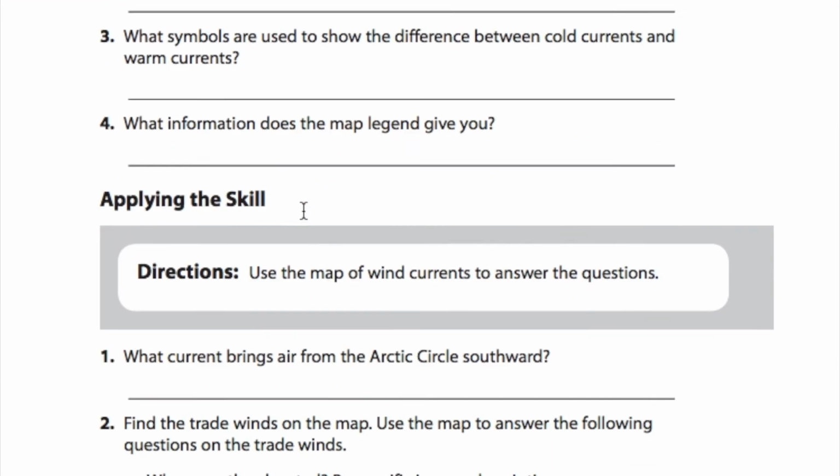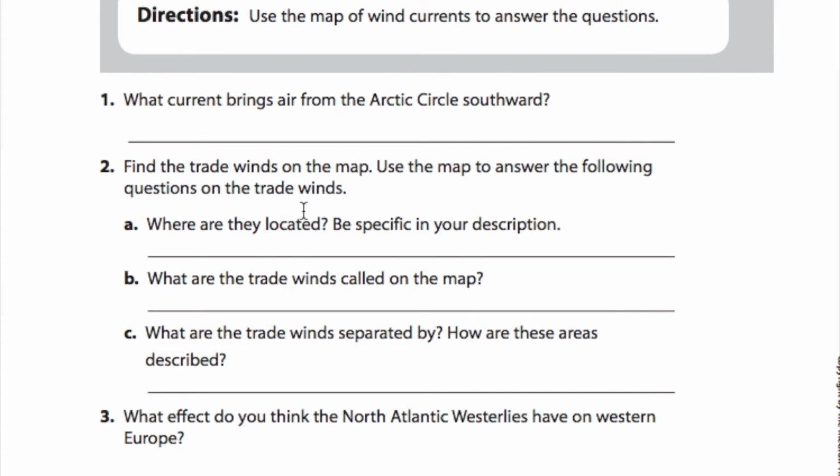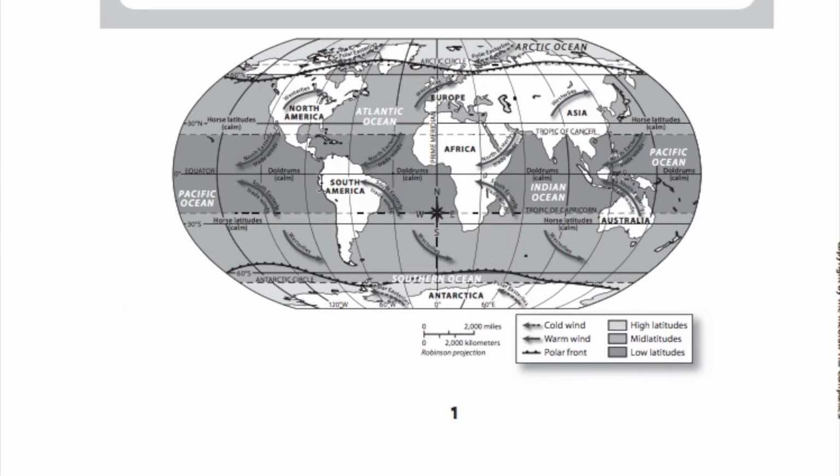Letter C asks us, what are the trade winds separated by? How are these described? Right here in the middle, you have a trade wind coming here, you've got a trade wind coming here, but then you've got this area that's calm. So in between each, there's kind of a dead zone where you've got a lot of wind currents coming from that transition between colder air and warmer air towards the tropics, but you've got this area that's calm. Those are called doldrums.